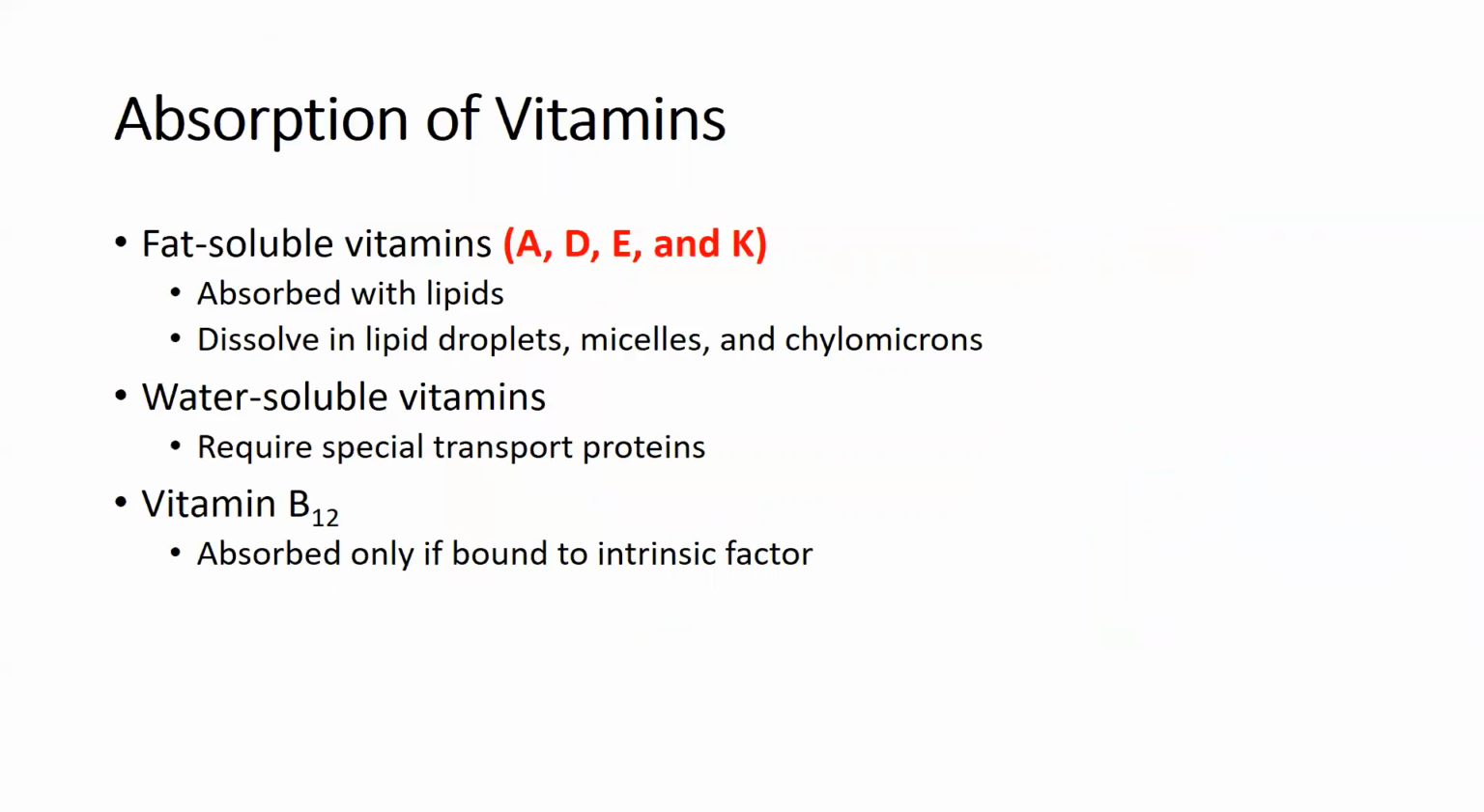All right, so let's talk about the absorption of vitamins. Now, we typically know that there are two types of vitamins, fat-soluble vitamins and water-soluble vitamins. Fat-solubles are A, D, E, and K. They are absorbed with the absorption of fat. So into those micelles are packaged as chylomicrons, and then entering the lymphatic system via the lacteal.